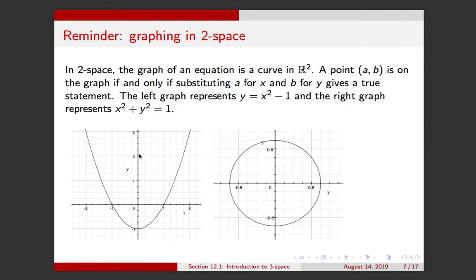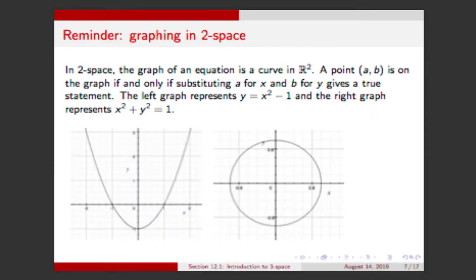But we're going to take this idea now and move it up into 3-space in a second. The key idea is the substitution thing, right? You're thinking about, is this point on the graph or not? And the answer is yes, if and only if when you do some sort of substitution, you get a true statement. So here's the unit circle, right? These graphs don't have to be functions, by the way. This one here is a function, this one is not.